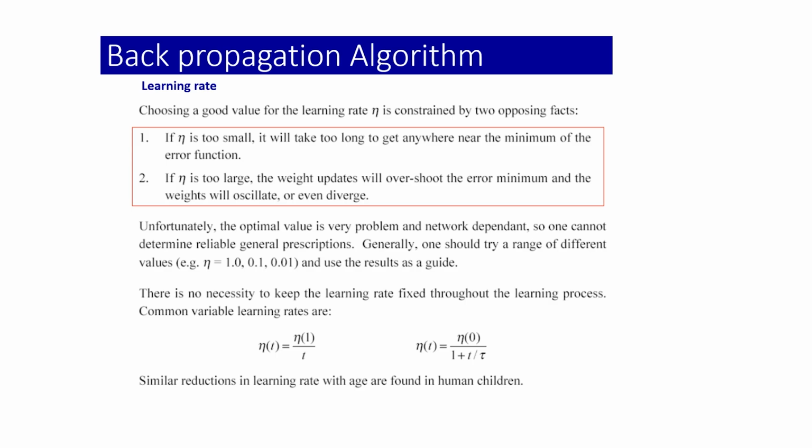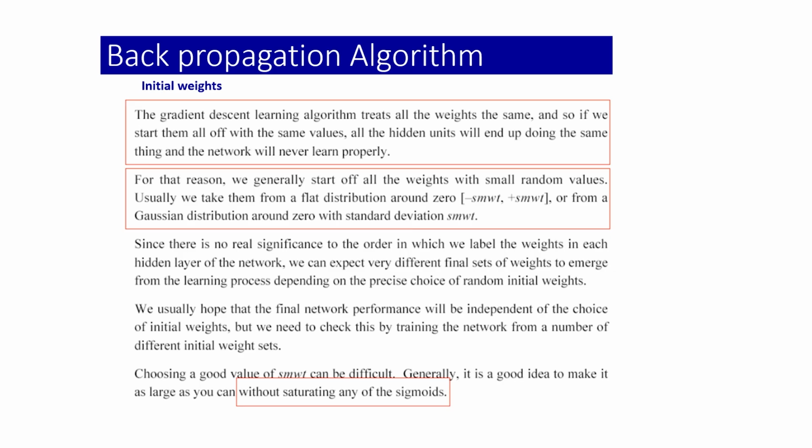So that's why you have to choose a good learning rate. There's no necessity to keep the learning rate fixed throughout the learning process either. You can even keep on changing it based on this. You can see here, or based on this, you can change that. Okay. So initial weights are basically what you guess, and using this learning rate you can optimize that.